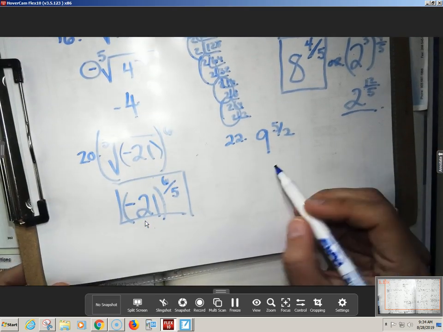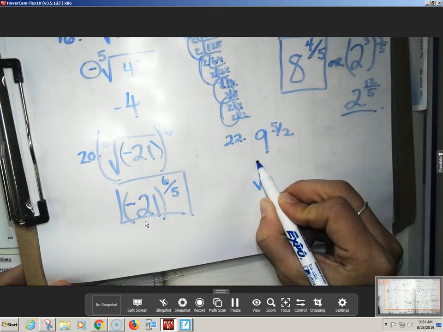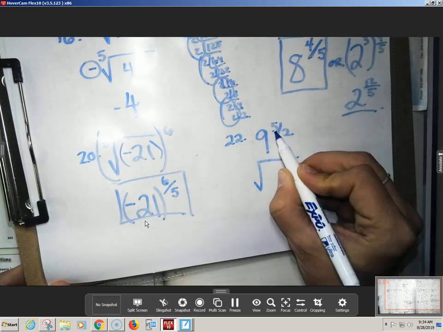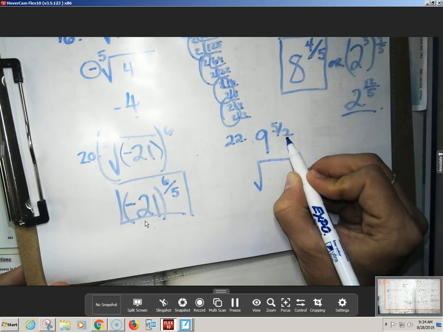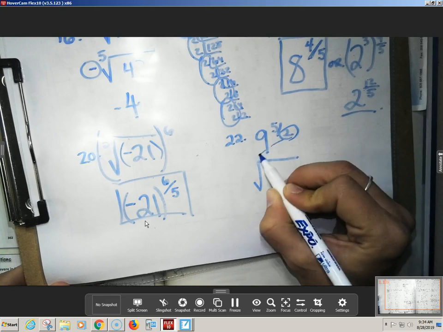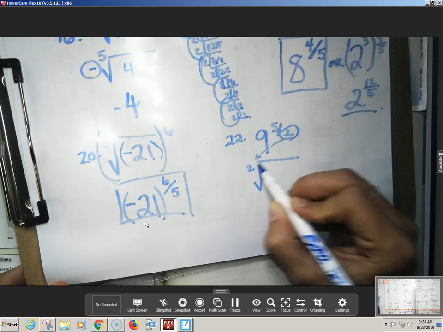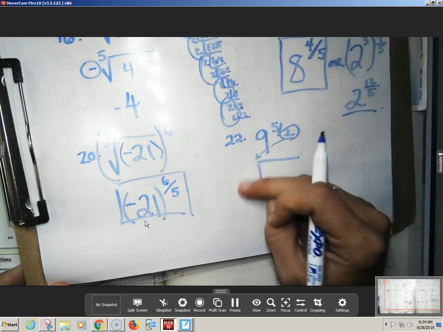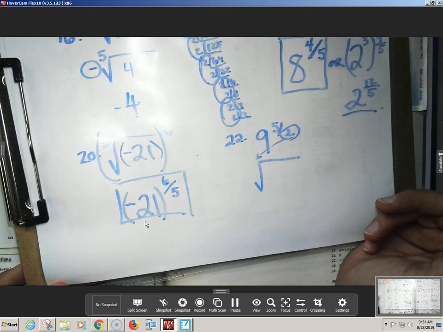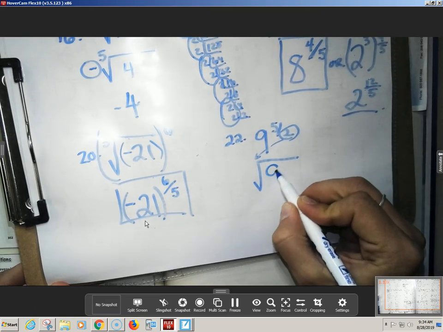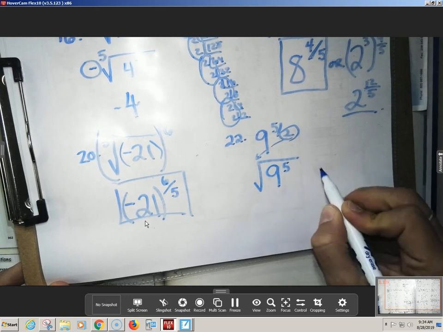We're not actually solving. So guys, you would write a radical. What kind of radical is it? Is it a 5th root or a square root? Square root, good, because the 2 goes here. You can write the 2, that's fine, but remember it's an understood 2. And what's going to go underneath? 9 to the 5th power. You could put the 5th there, that's okay.